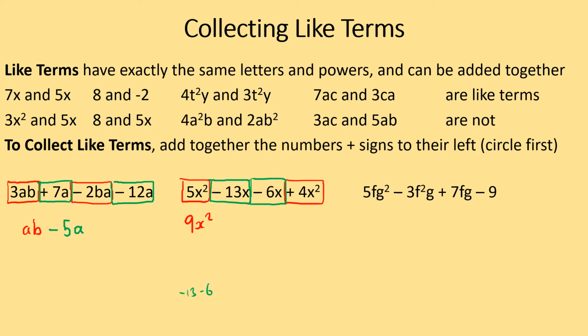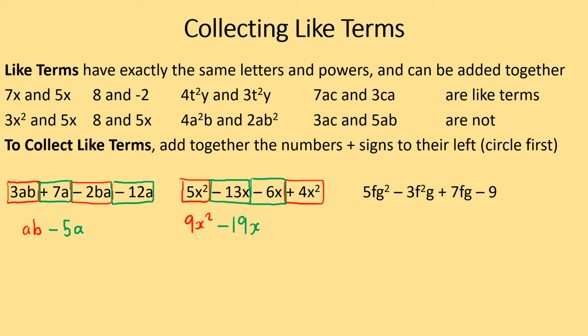Some people will fall into the trap here of thinking 2 minuses make a positive. But that's not true, is it? If we look back on the last one, if they're next to each other, they'll turn into a plus. And if they're being multiplied together, it'll turn into a positive answer. But if we just do the sum minus 13 minus 6, that is minus 19. So our final answer will be 9x squared minus 19x.